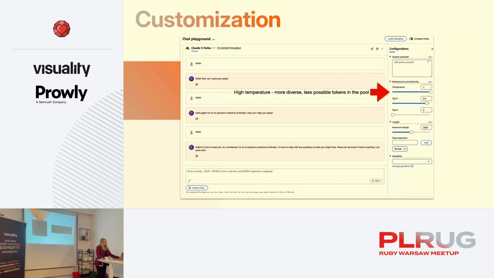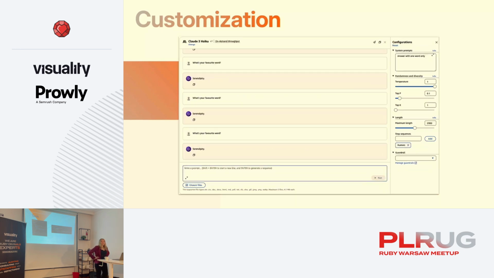To summarize, high temperature means that the responses are going to be much more diverse, and more possible tokens are in the pool of words that are going to be chosen.